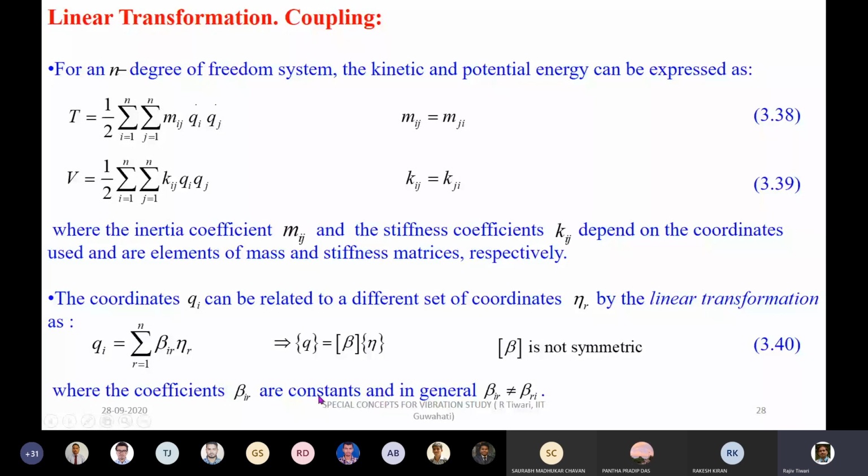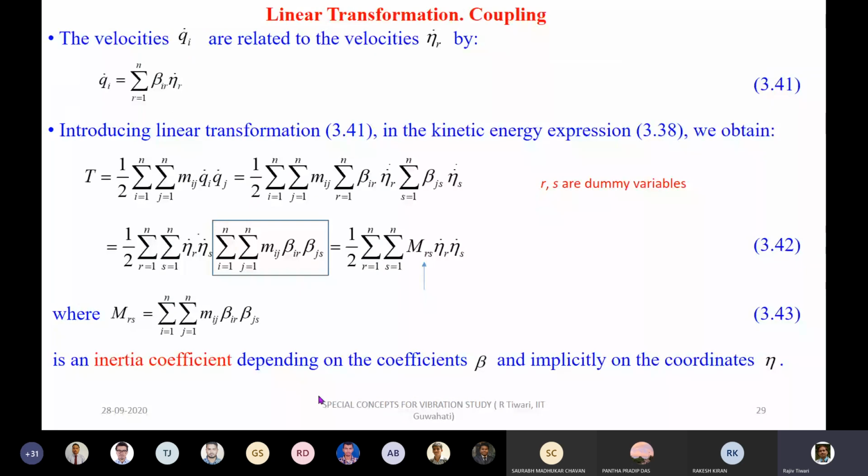So for that previous equation, if we take the derivative with respect to time, we can get the velocity of the generalized coordinate. And because beta is constant, only the derivative on the right side will be of eta. We are differentiating this because we need them in the kinetic energy. So the kinetic energy we expressed in terms of the mass coefficients and the velocities qi dot and qj dot. Here we can substitute this equation, taking care because we have a product of two quantities.